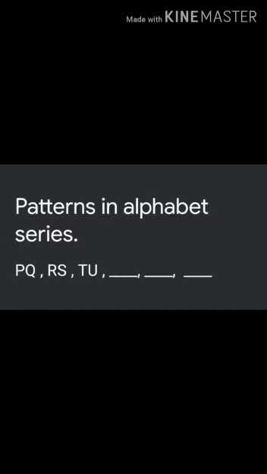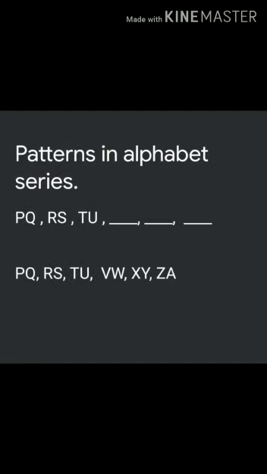But now we will complete the alphabet series. Here is written PQ, RS, TU and we have to find the next three terms. If we observe, in these terms the alphabets are continuous. Now we will read it. PQ, RS, TU. So next will be VW and then XY and then ZA. It means you will write the next alphabets.